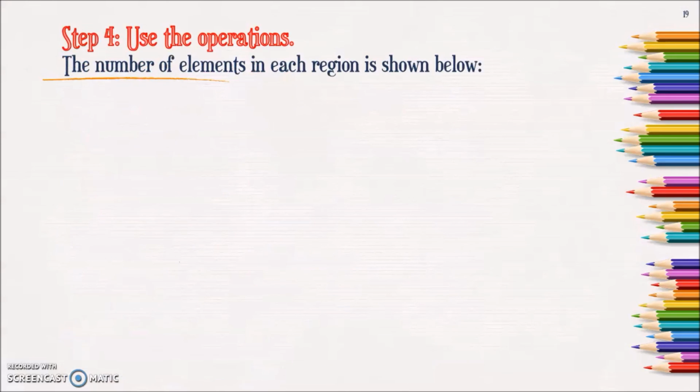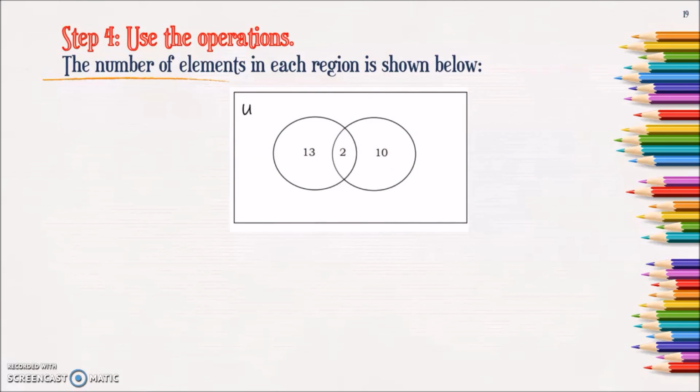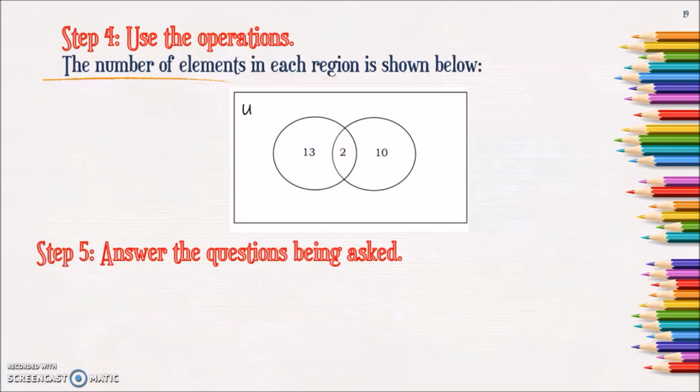So, step 4, use the operations. The number of elements in each region is shown below. And again, after answering and identifying what operations to be used, we have now our illustration, and the answers are written there. So we have 13 for Facebook, 10 for Twitter, and 2 for both social networking sites.